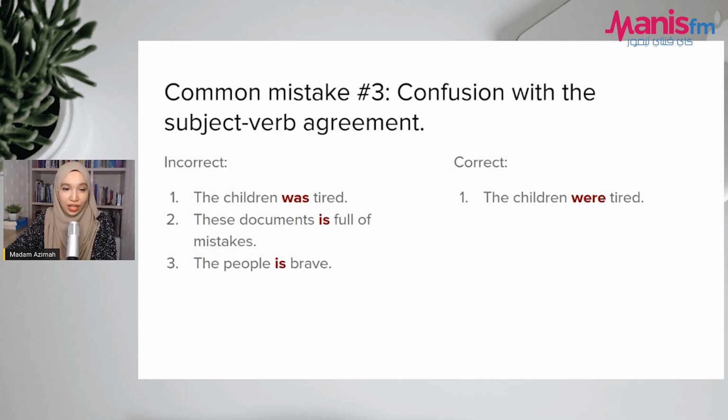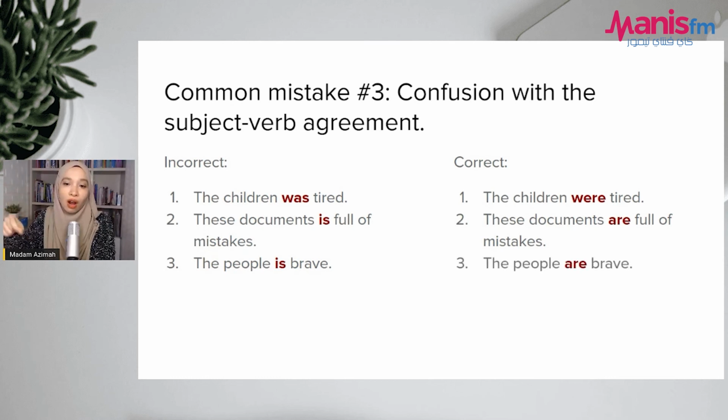Number 2, these documents is full of mistakes. Should be, since we have documents, right? Many documents, lots of documents. So these documents are full of mistakes. Number 3, the people is brave. People is plural, so you have to use are. The people are brave. All right.